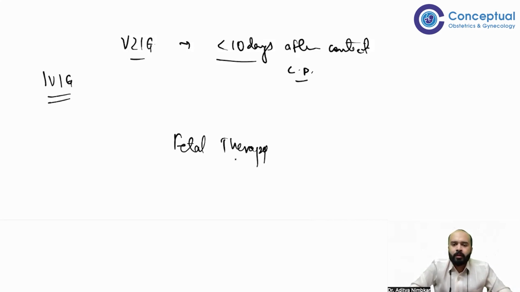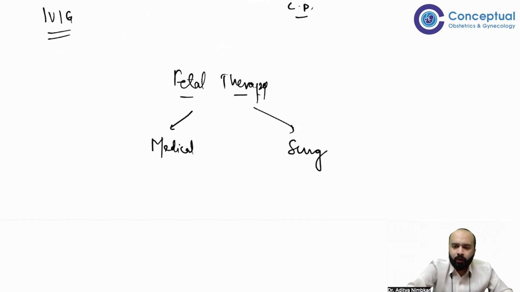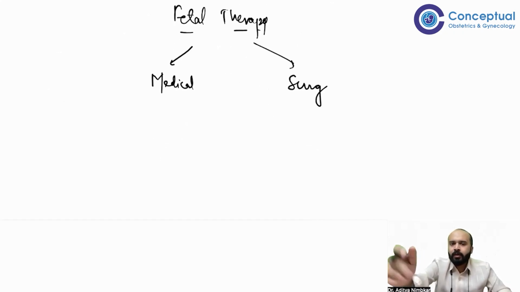Now, fetal therapy is basically treating the fetus when it is inside the uterus, when it is inside the womb. So just like an adult, similarly, the fetus is a human, and any human can be treated in two forms. It can either be a medical management or it can be a surgical management. Similarly, in surgical, just like in an adult, we have multiple routes of operating.